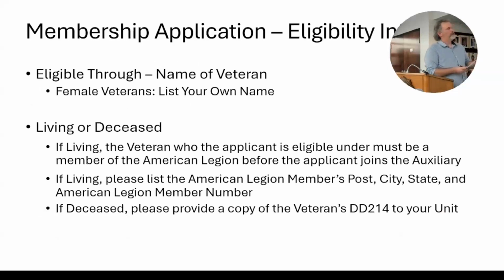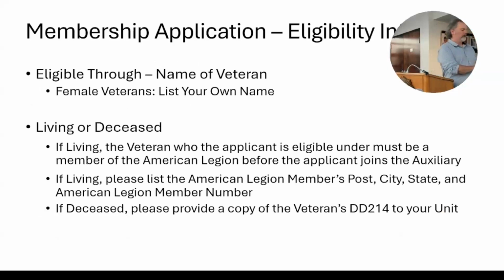So this is the eligibility information. And again, all of this stuff that I'm going over, if one thing is wrong, it throws the whole thing off. So eligibility information, you're going to put who you're eligible through. That is the name of the veteran. So quick question. This is a group answer. Can you join as a great grandchild? No. Correct answer. You cannot, as of 2019, you cannot join as a great grandchild.